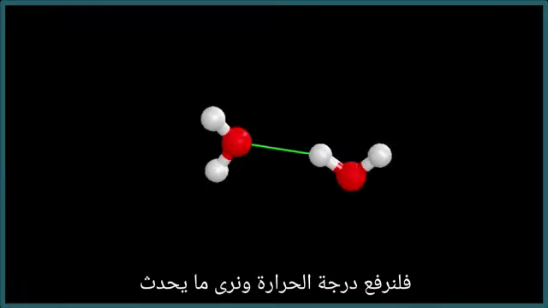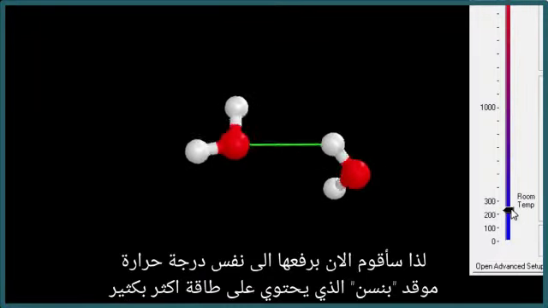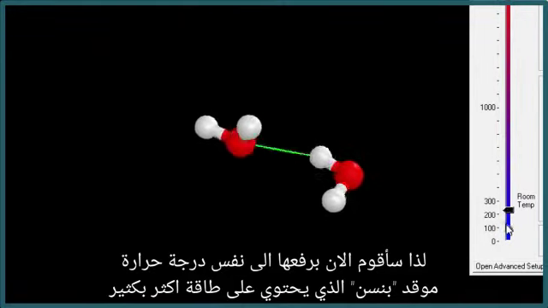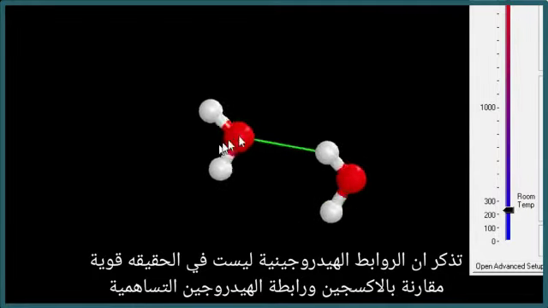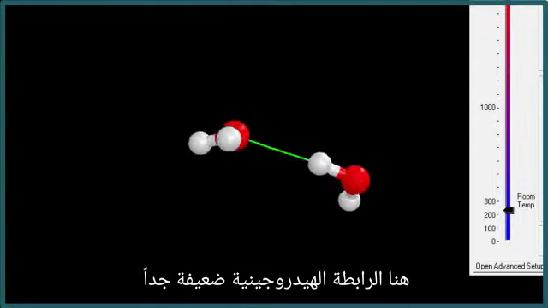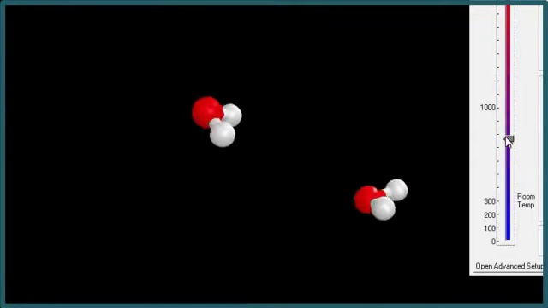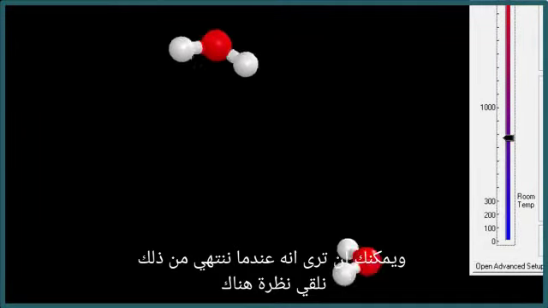Let's turn the temperature up and see what happens. So now I'm going to take it up to about the same temperature as a Bunsen burner. That's a lot more energy. Remember, hydrogen bonds aren't really that strong. Compared to the covalent bond between the oxygen and the hydrogen, a hydrogen bond's pretty weak. Let's take it up to about 800. That's a Bunsen burner. And you can see that when we've done that, there they go.